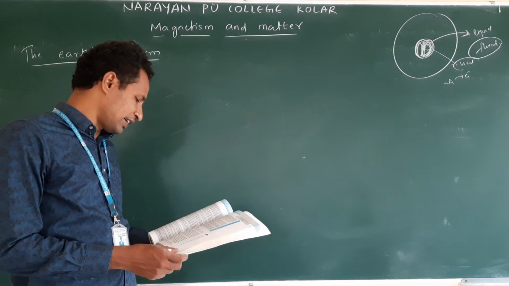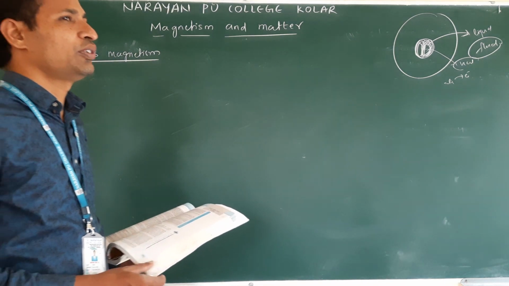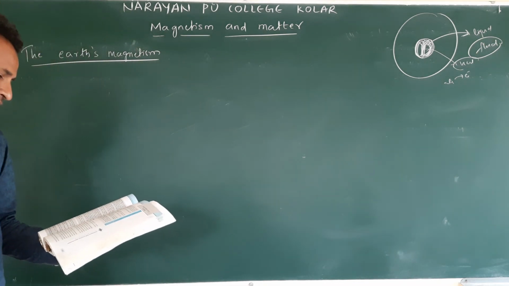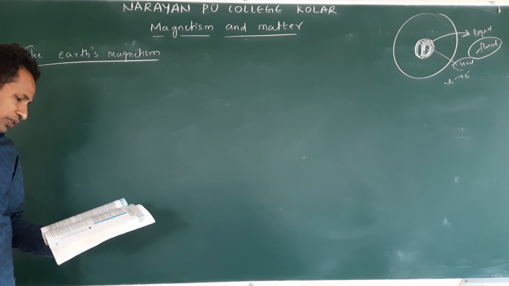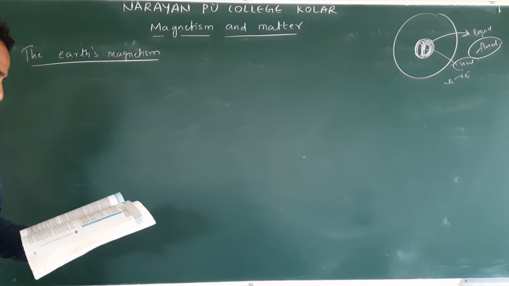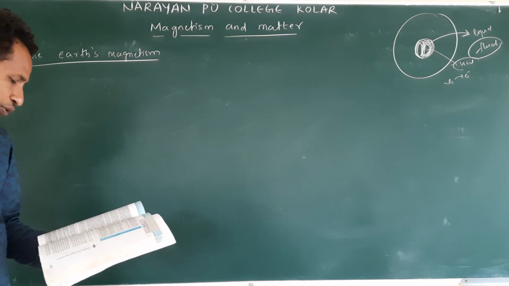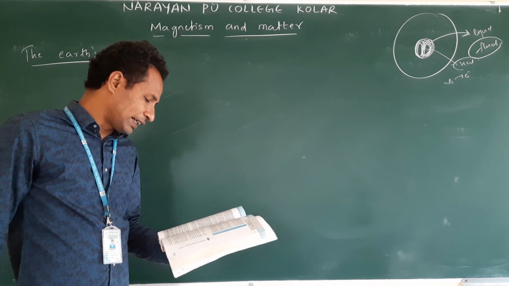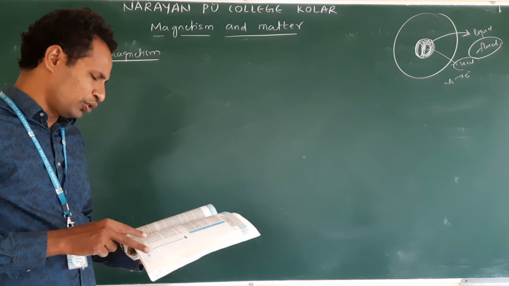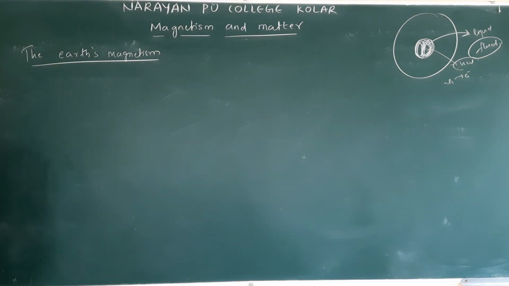This is known as the dynamo effect. This is called the dynamo effect. How do you write it? The magnetic field arises due to the electrical currents produced by convective motion of metallic fluids in the outer core of the Earth. This is known as the dynamo effect. Clear? This is why the Earth behaves like a magnet.